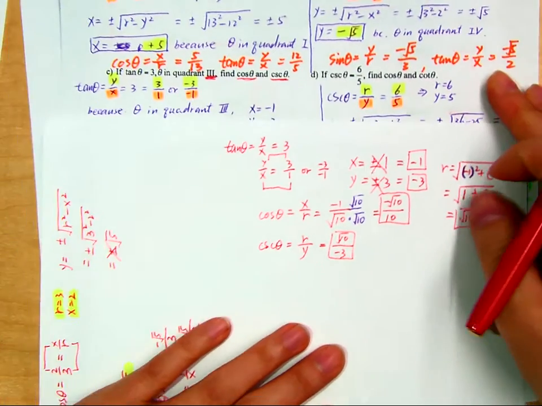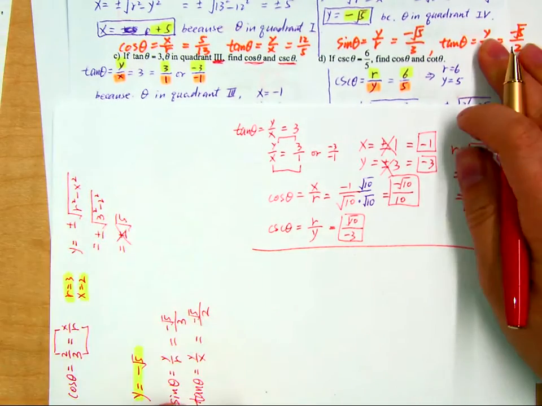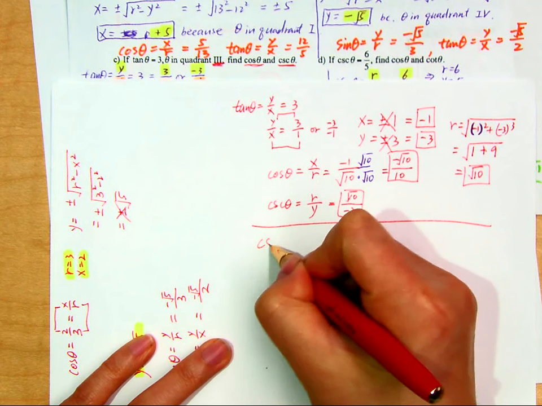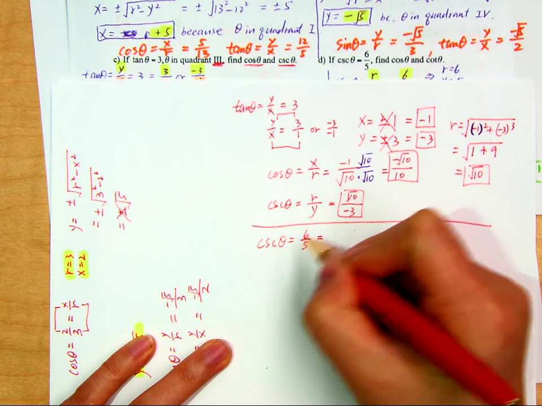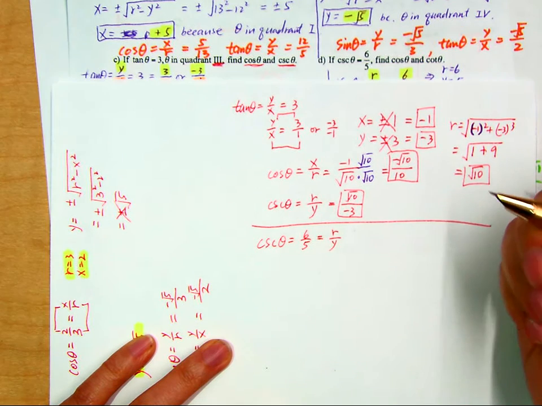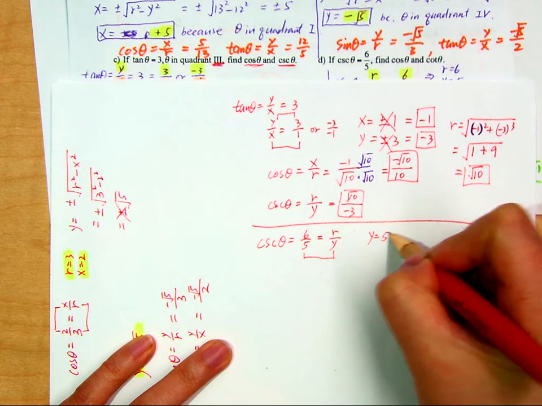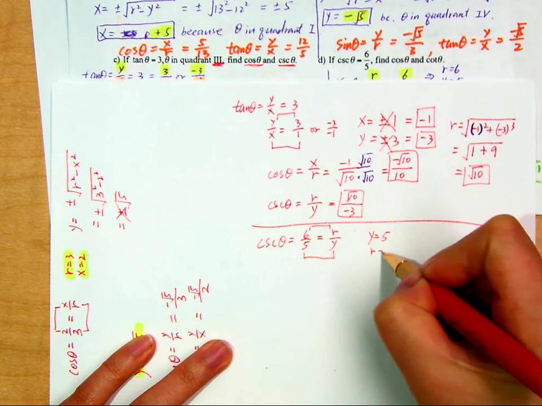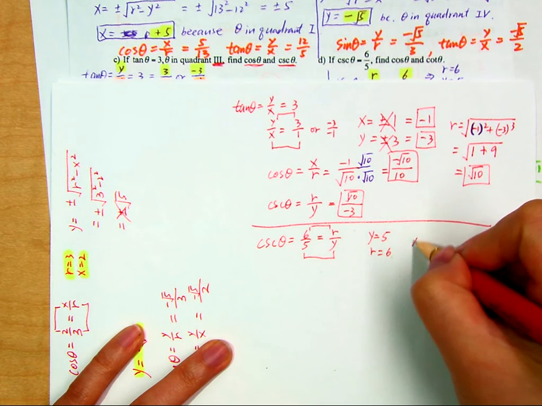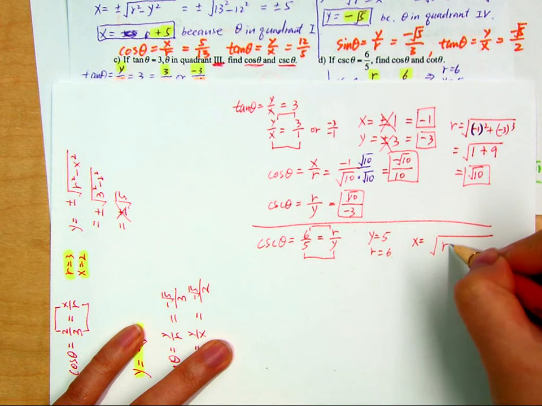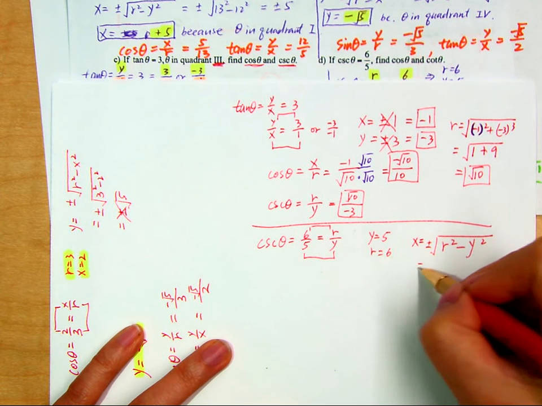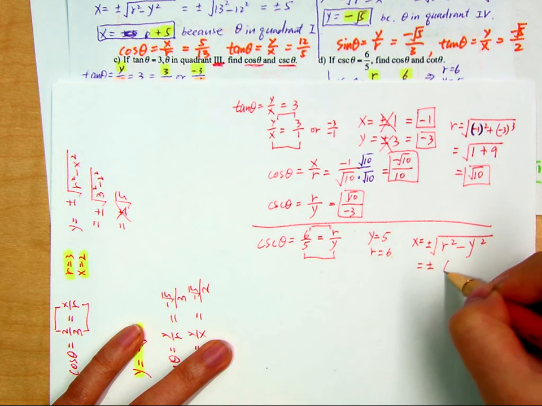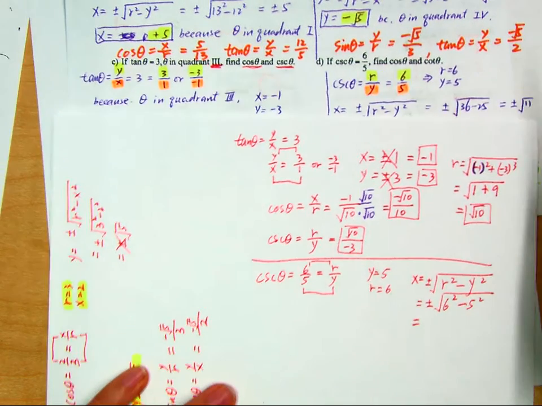And for D, cosecant is 6 over 5. We know the formula for cosecant is r over y. That means y equals 5, and r equals 6. Then we're solving for x, which is the square root of r squared minus y squared. And then we should have a plus and minus. With r as 6 and y as 5, 36 minus 25 will give me 11.